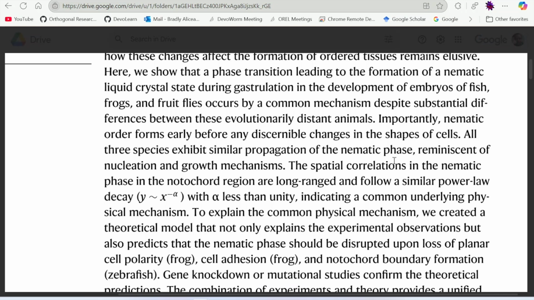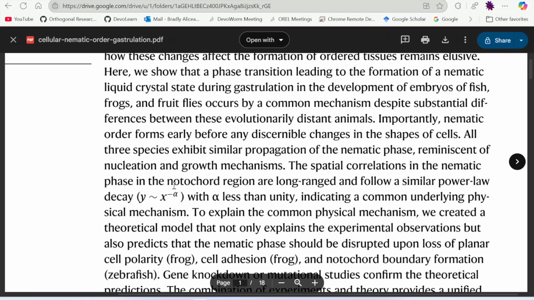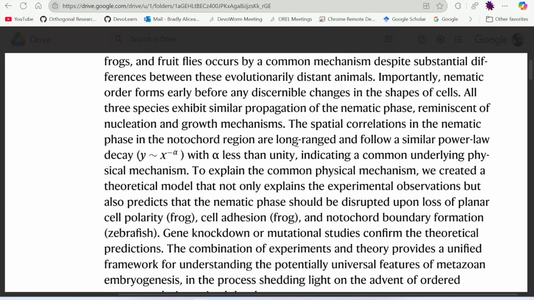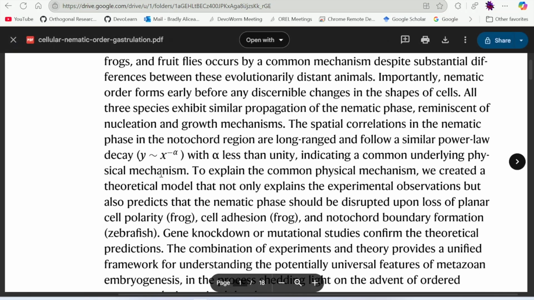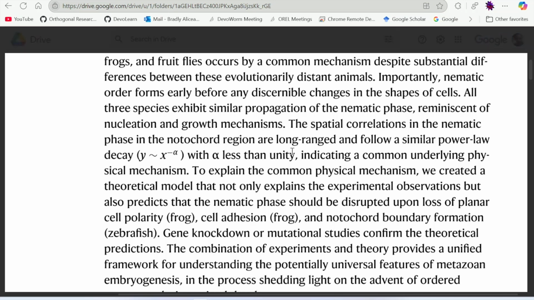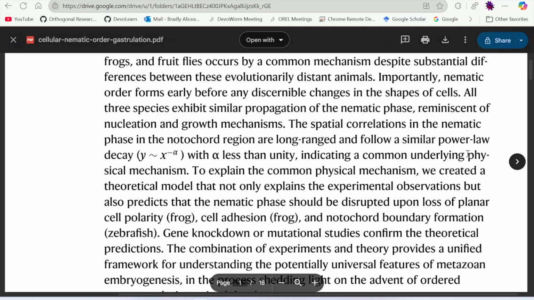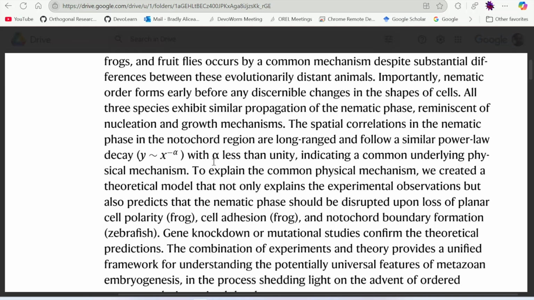And the spatial correlations in the nematic phase in the notochord region are long-ranged and follow a similar power law decay, which is given here, with alpha less than unity, indicating a common underlying physical mechanism. So this means that a lot of these processes, in these different model organisms, happen according to this power law across a certain anatomical region.